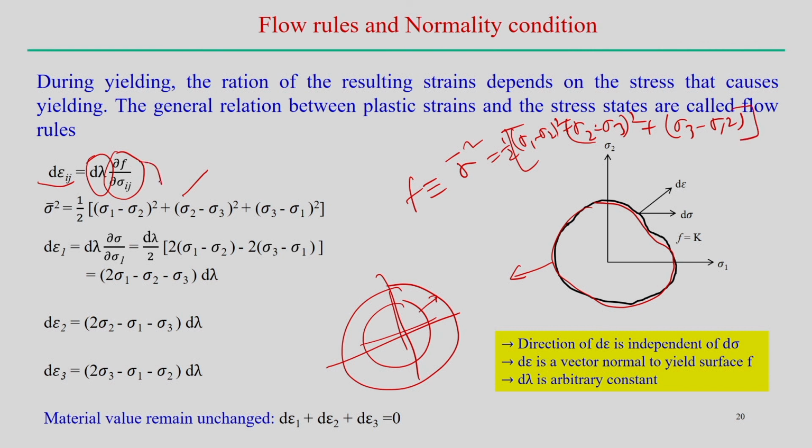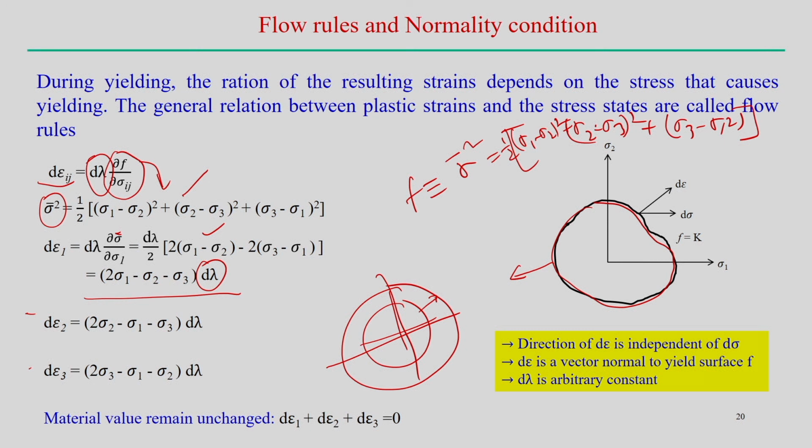Now, from this normality condition, if you see the plastic multiplier, and then assume this functional form, and here if you see del sigma bar by del sigma 1, then we can reach this expression, twice sigma 1 minus sigma 2 minus sigma 3 into d lambda. So, this incremental strain depends on the principal stress values as well as on the plastic multiplier, that is d lambda. This is the constant term. Similarly, d epsilon 2 and d epsilon 3 are functions of the other stress parameters and this ratio.